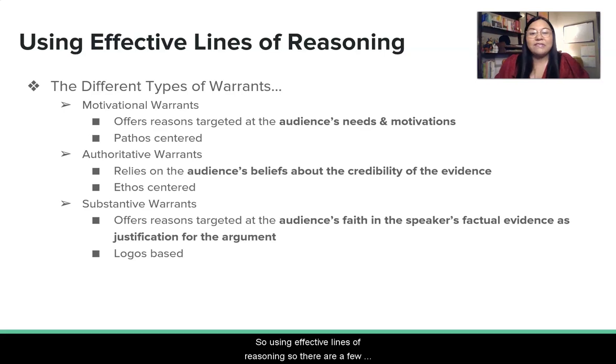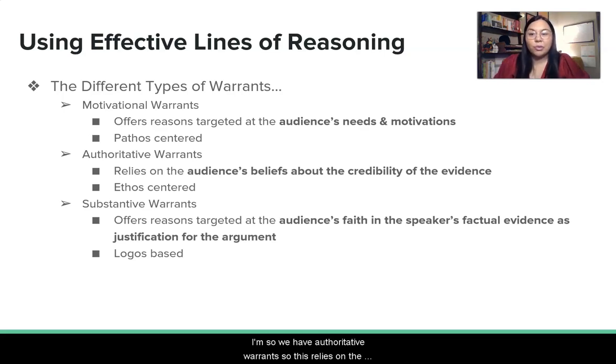So using effective lines of reasoning. There are a few different types of warrants. I know that we talked about warrants previously, and there was another video that discussed warrants. So we'll just go into the different types now. There are motivational warrants, which offer reasons targeted at the audience's needs and emotions. These are more pathos-centered. You're targeting those emotions, you're targeting those needs.